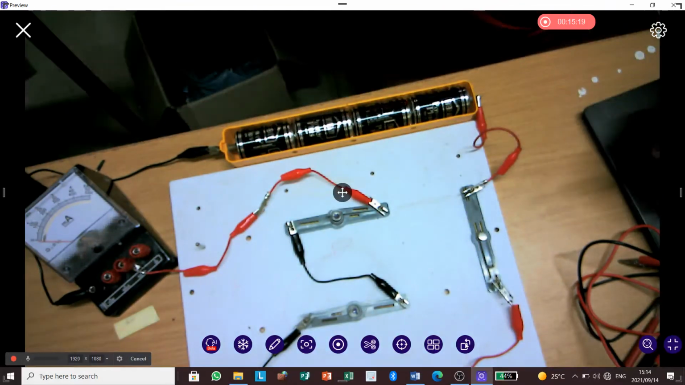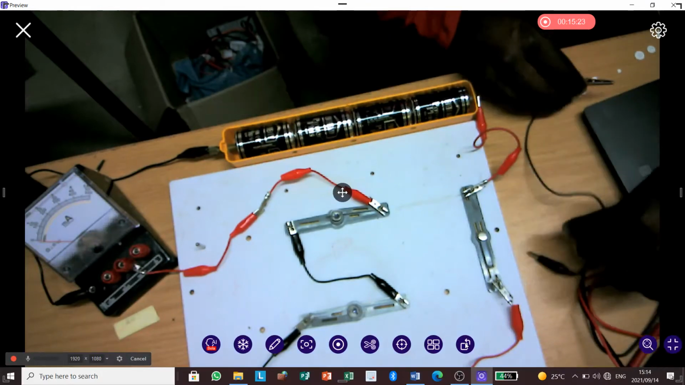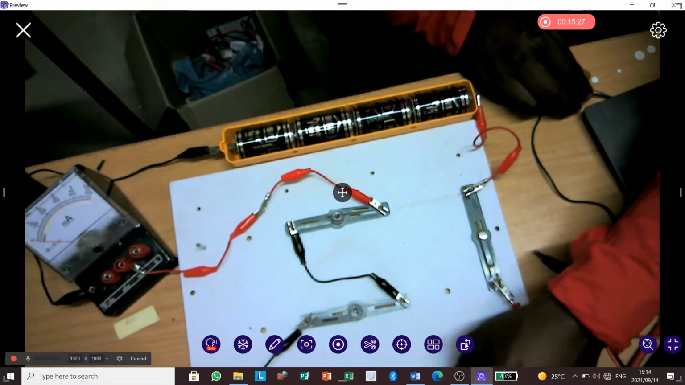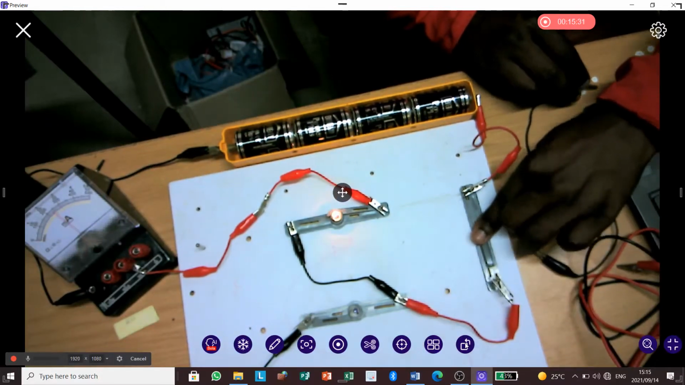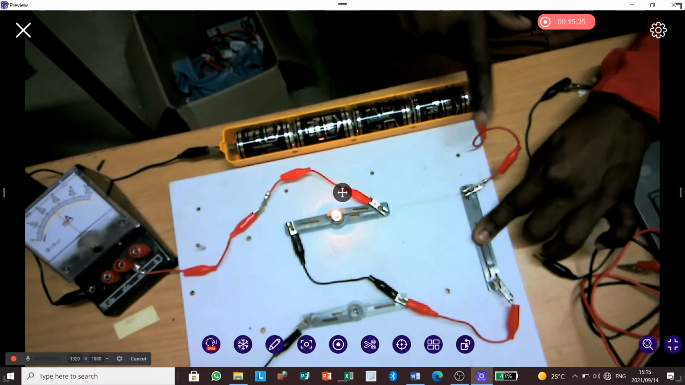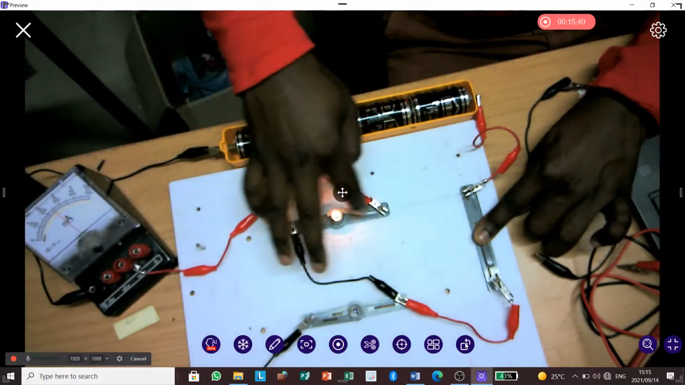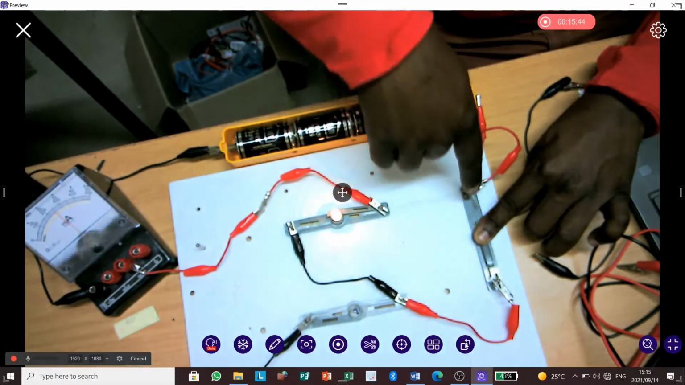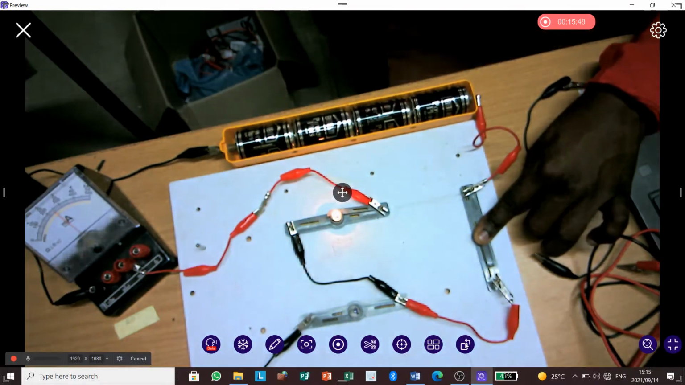Now, what we need to do is just bypass the first light bulb. I'm going to use this. What do we have? We have got one light bulb, because the current travels here all the way into the ammeter, all the way to light bulb A, then all the way to this side.